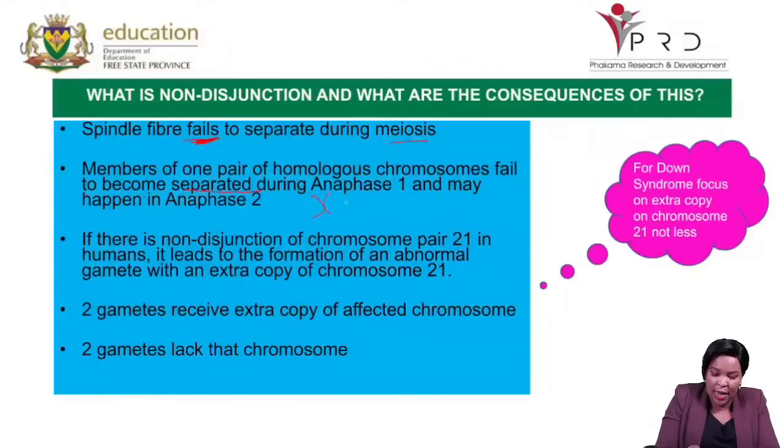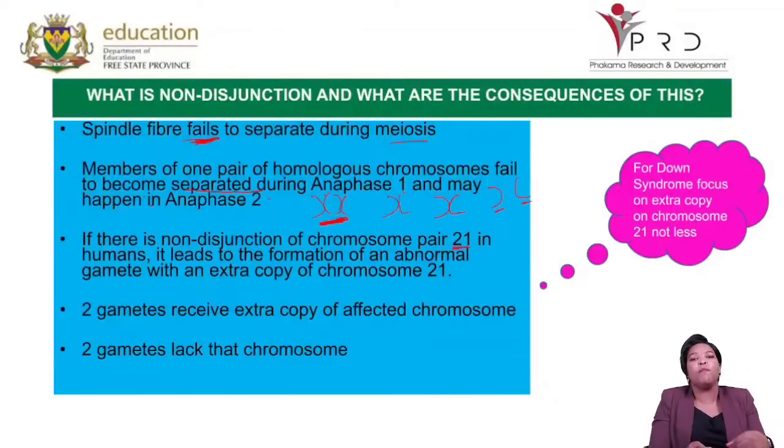So when things were supposed to be separated like this, this is the failure to separate during anaphase 1, and it may happen in anaphase 2 also. So in anaphase 1, it will be chromosomes not separating. In anaphase 2, it will be chromatids failing to separate. Now, if there is non-disjunction of chromosomes on pair 21, in humans, it leads to the formation of an abnormal gamete.